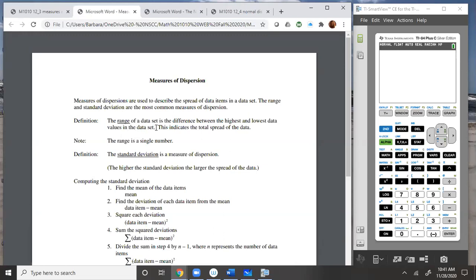The range of the data is the difference between the highest and lowest data values in the data set. And this indicates the total spread of the data. Note that the range is a single number.